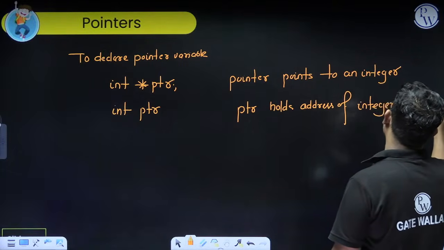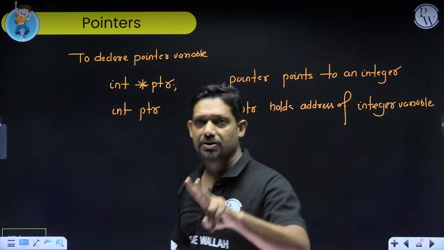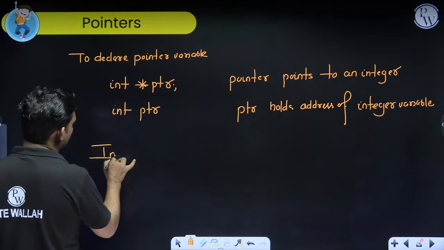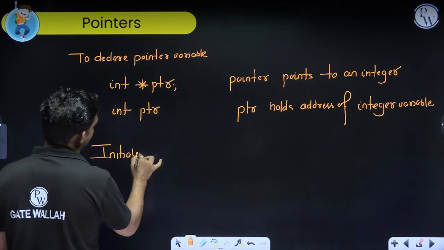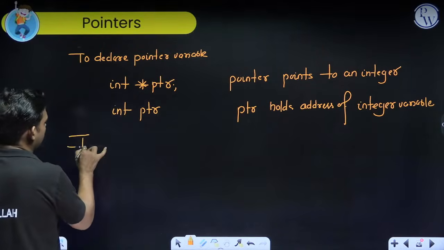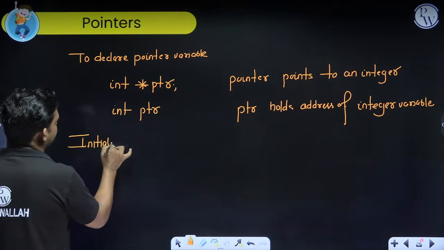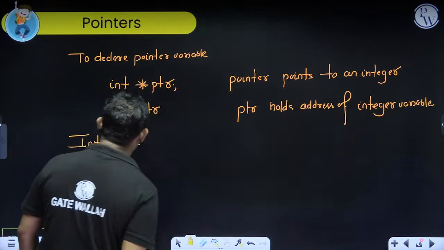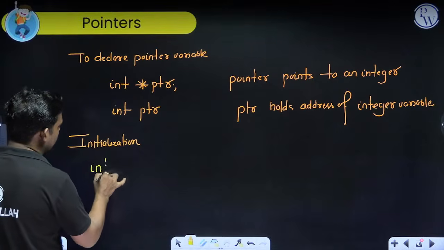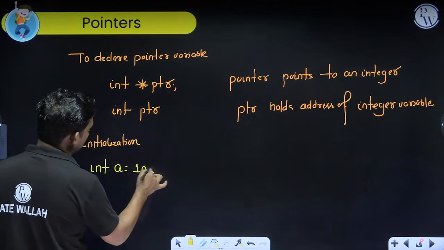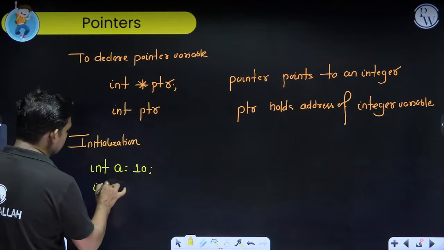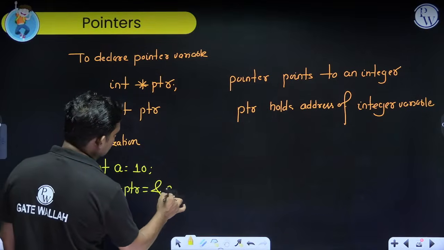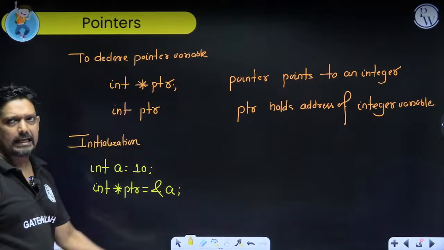Now how can I assign the address? There are two ways, initialization and assignment. The first thing is initialization. How can I do the initialization? Let me write it separately, because you should be very clear with this idea. There is a minute difference and later it will become a key concern. Initialization: you declare a variable int a is equal to 10. Now if you want to initialize the pointer variable like this, int star ptr, pointer variable, is equal to ampersand a, address of a. So the moment you declare, that time only you initialize it.